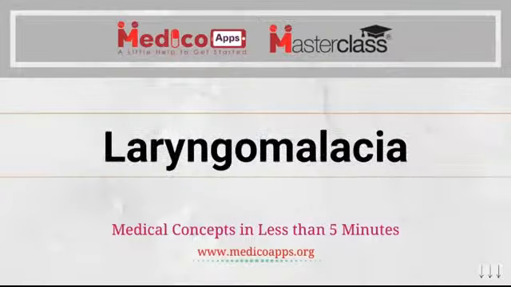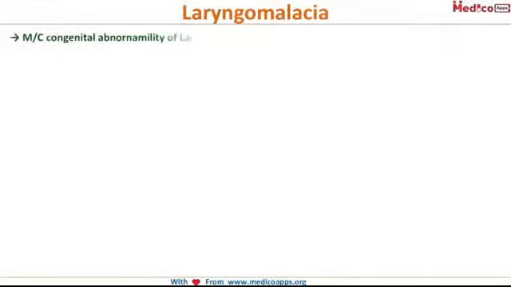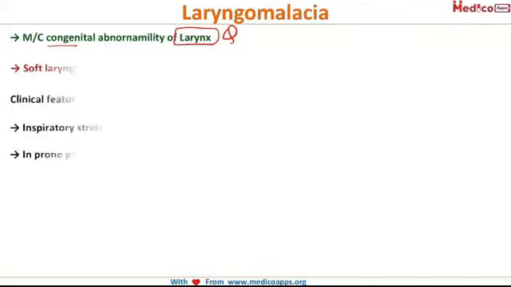We'll be discussing today about the congenital diseases of the larynx. And the first and most important one we're looking at is laryngomalacia. It is the most common congenital abnormality of the larynx. So, important question: the most common congenital abnormality of the larynx is laryngomalacia.